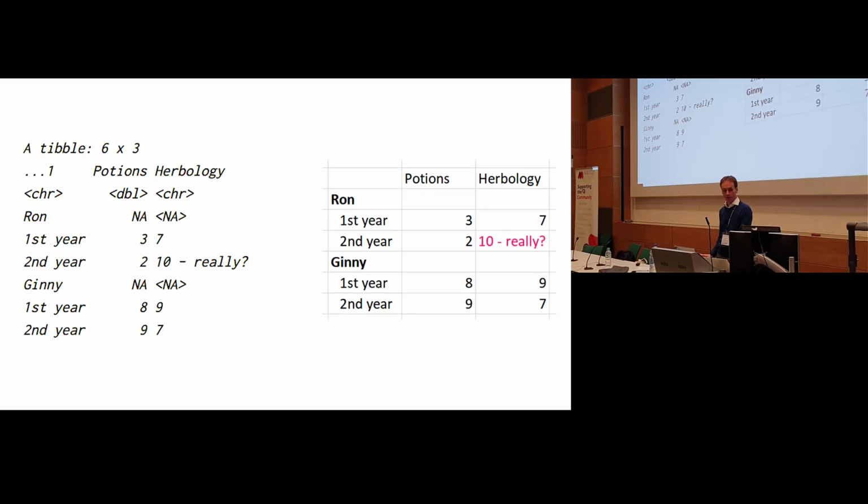And there's no way you could query that to get the mark in herbology for Ginny in the first year, because if you filtered for that, you would get a text value of 9. And you wouldn't know it was Ginny. You would just know it was either first year for Ron or first year for Ginny.